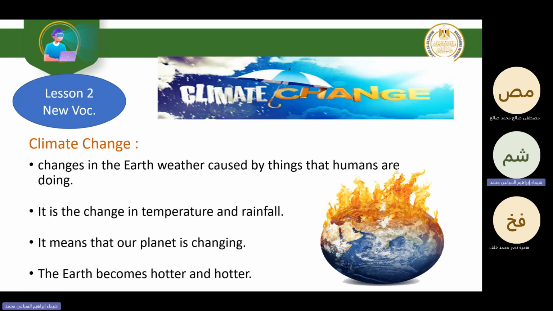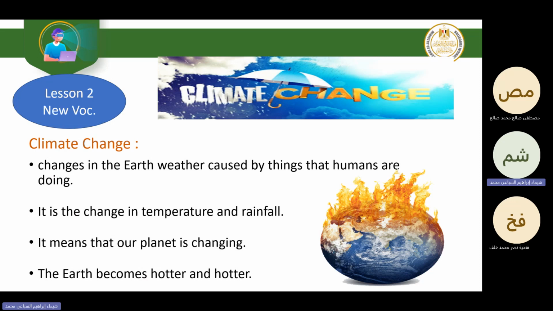We finished the new vocab of lesson 1 and its language. Now let's move to lesson 2, new vocab. We have a very important word, which is climate change. What does this word mean? Climate change means changes in the earth's weather. So the earth's weather is changing, caused by things that humans are doing. So the cause of climate change is humans. Humans are doing very harmful things to the world.